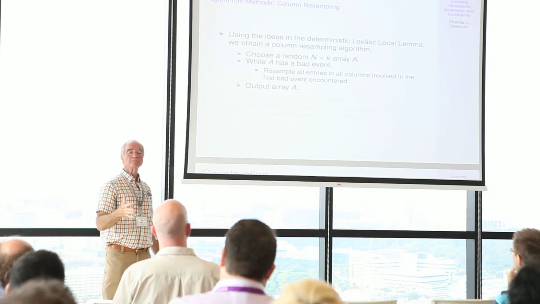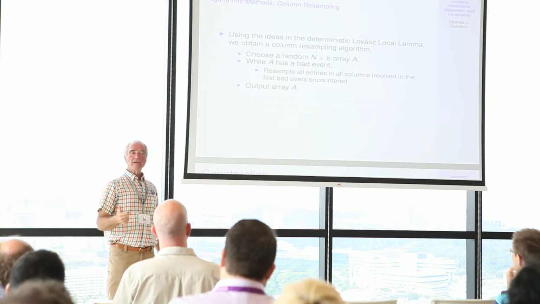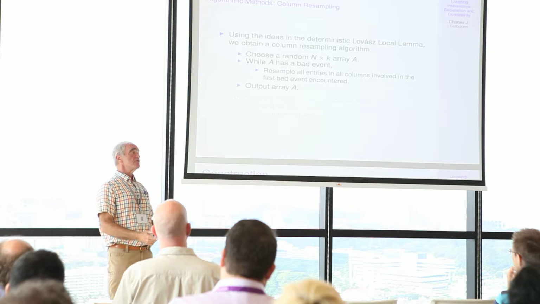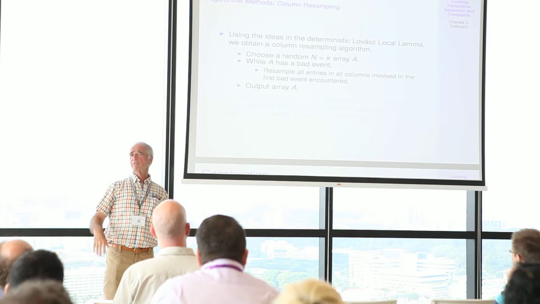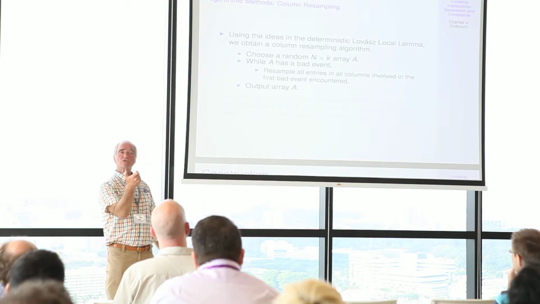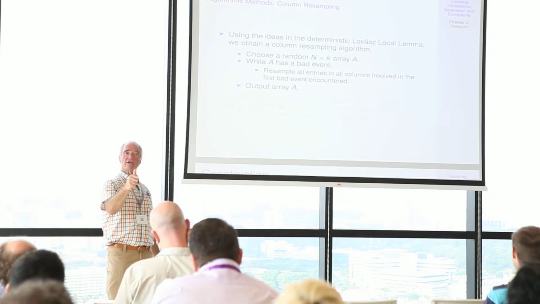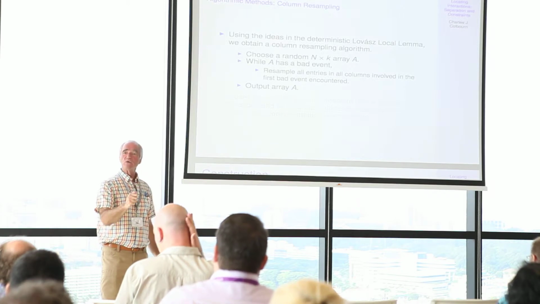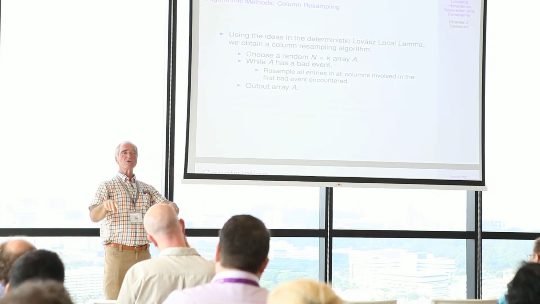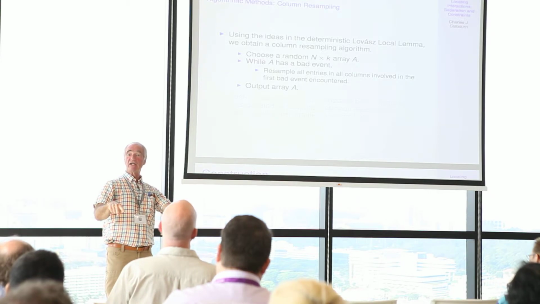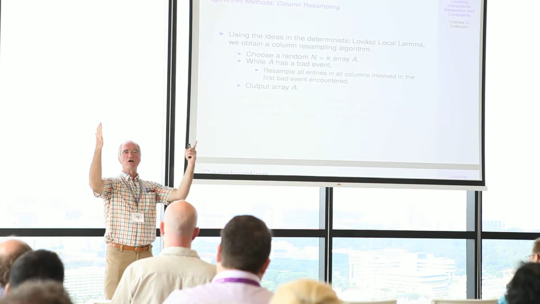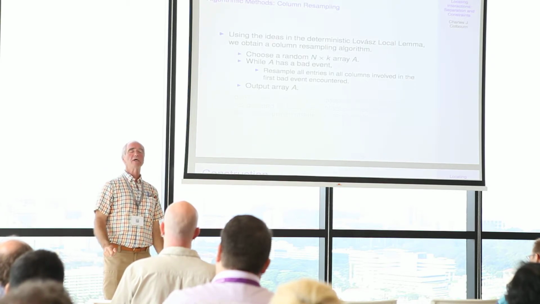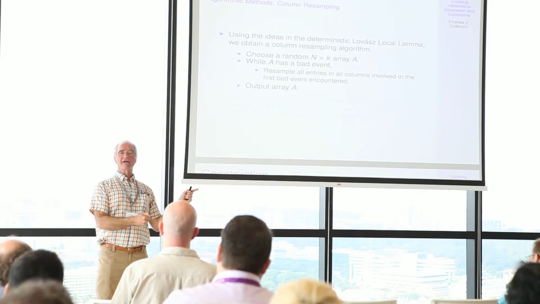So what's the idea here? Choose a random n by k array. Before, what I would have done is check whether or not it's a locating array, and if it wasn't, throw it away. Now, we're going to run through all of the events and check: is this event good or bad for this array? If it's good, we keep going. If it's bad, we stop and ask which columns, which factors, are involved in this bad event. Resample all of them, in every row, every column involved in that bad event, and then go back to the beginning and start checking the array again.